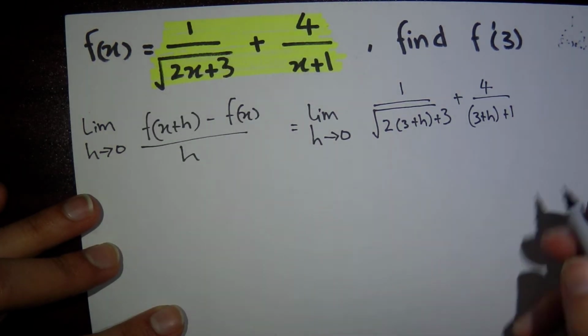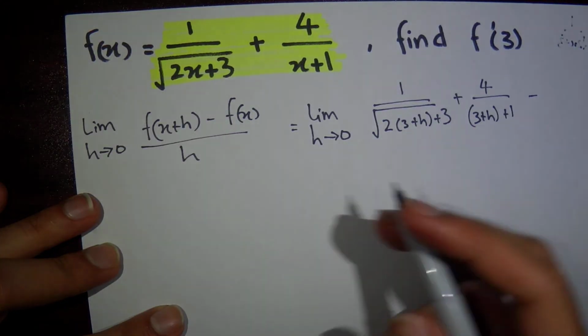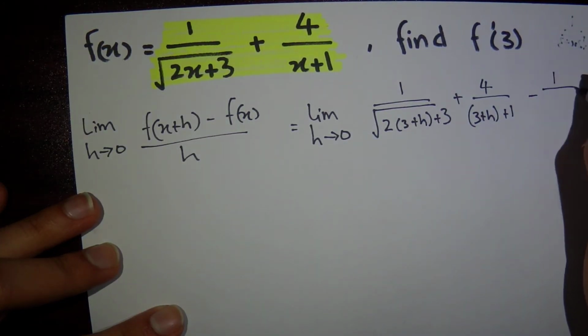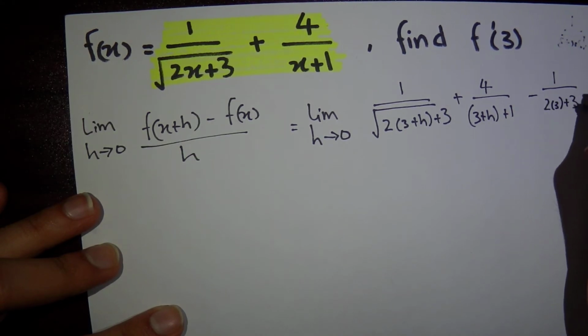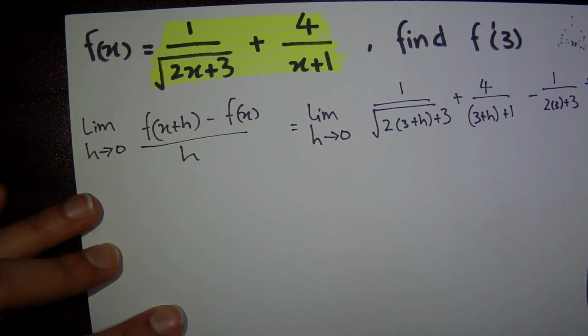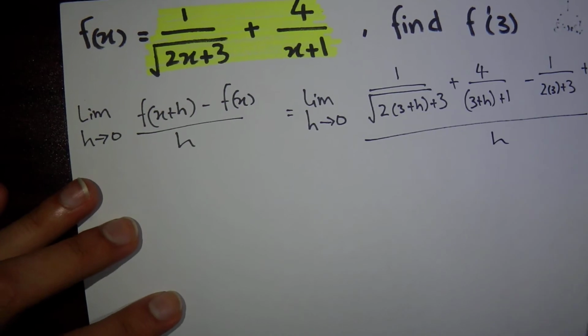Now on to the negative f of x, minus f of x as it is. Again, we know our x is 3. So minus 1 over square root of 2 times 3 plus 3, plus 4 over 3 plus 1. All of that over h.